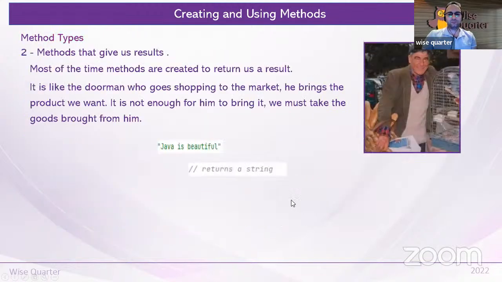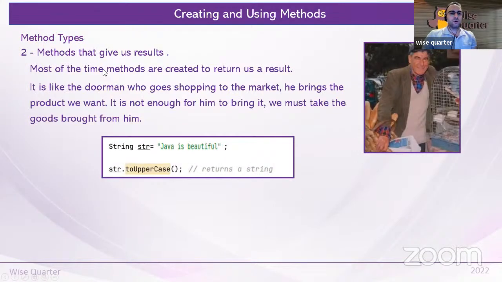The second one, some methods will give us a result, of course. Let's say this guy, hopefully if you are old enough, you will be able to remember this Cafer, doorman, I think, doorman of the Bizimkiler apartment.